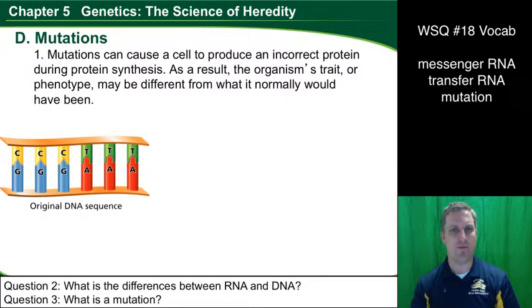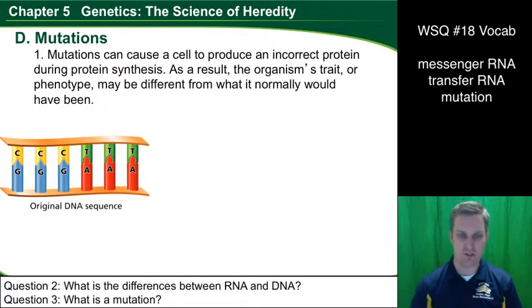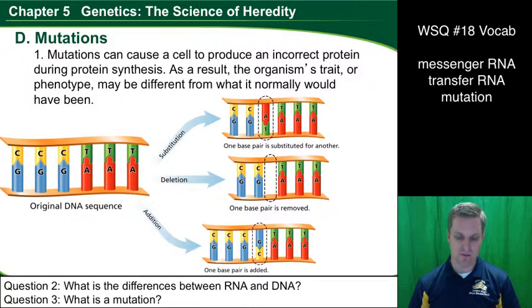Last thing I want to talk to you about are mutations. Mutations can happen sometimes in a cell, and at the genetic level, they can be where an organism's trait or phenotype is actually changed or different from normal because of a change in the actual sequence of DNA. So let's say here's an original DNA sequence. There are 3 different things that can happen. You can have a substitution where one pair is actually substituted. Instead of the C and G as it was supposed to be, you get an A and T, and that actually creates a mutation.